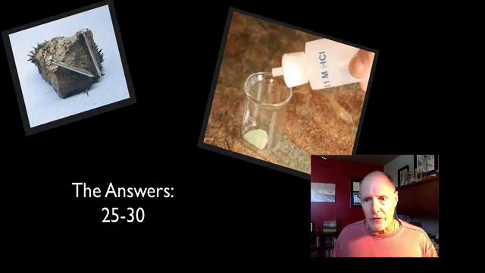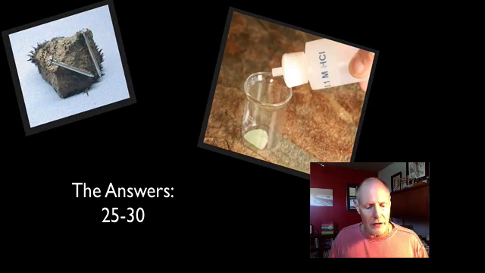And then we get into the final group. 25 is muscovite. That's that light colored mica. Number 26 is biotite. That's the dark colored mica. 27 is hornblende. 28 is augite. 29 is olivine. And I think we skipped the number 30 for now. We'll come back to that one.